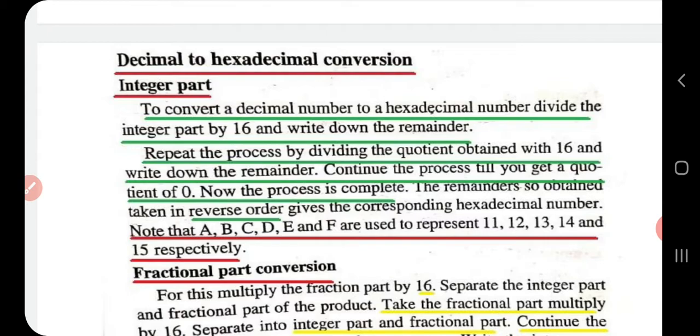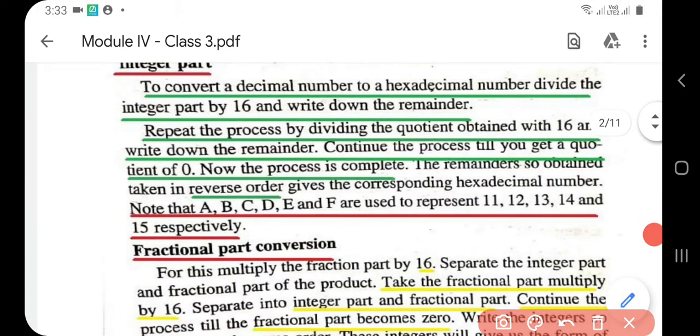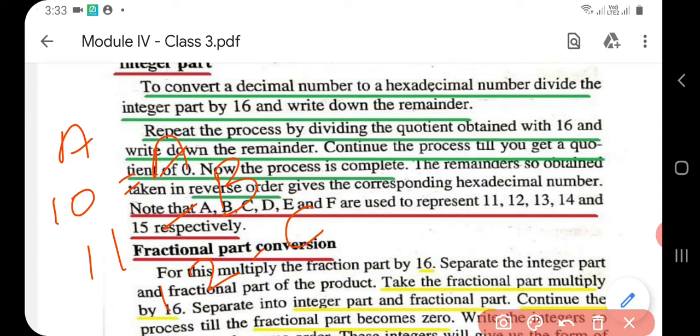So hexadecimal means base is 16. In the hexadecimal number system, which numbers do you have? You have 0, 1, 2, 3, 4, 5, 6, 7, 8, 9, and then instead of 10 in the hexadecimal system you use the capital letter A. So 10 stands for A, and 11 will be B in the hexadecimal system. 12 will be C. 13 will be D, 14 will be E, and 15 will be F.